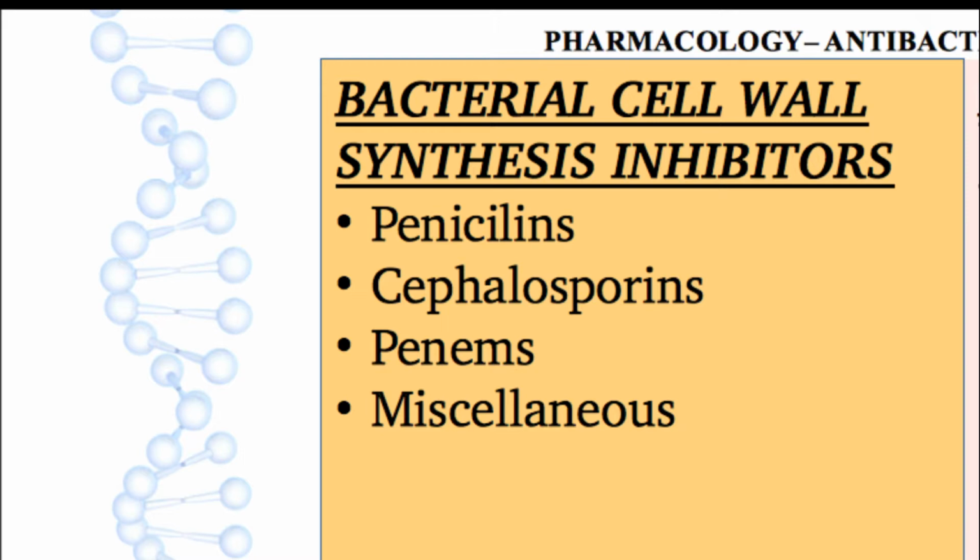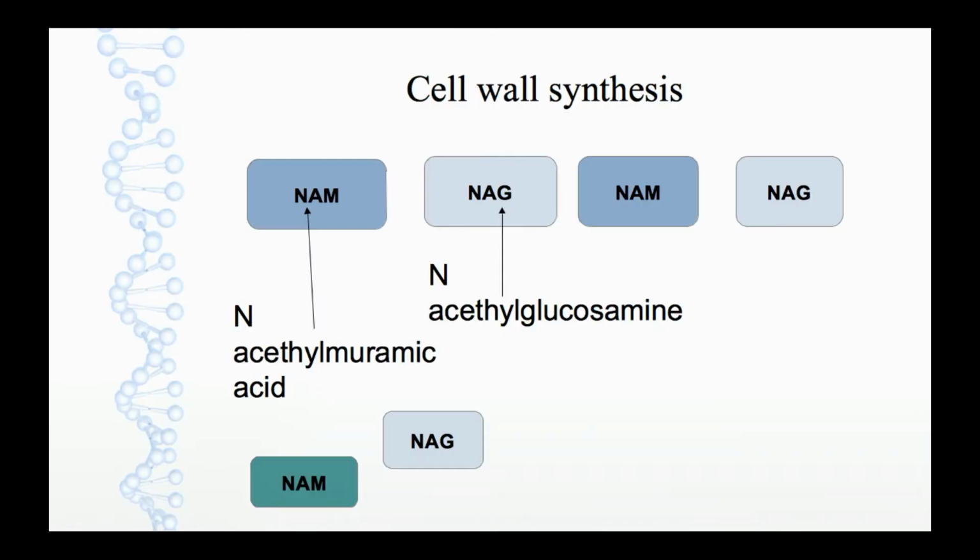To start off with, let's look at the bacterial cell wall synthesis inhibitors. We divide these up into several classes. We have the oldest of the group, which are the penicillins, cephalosporins, the penems, and other miscellaneous agents. How is it that we build the cell wall? Well, cell wall synthesis in the bacteria starts with two major components. The first one is N-acetylmuramic acid, the second is N-acetylglucosamine. We'll call them NAM and NAG just to make things a little simple.